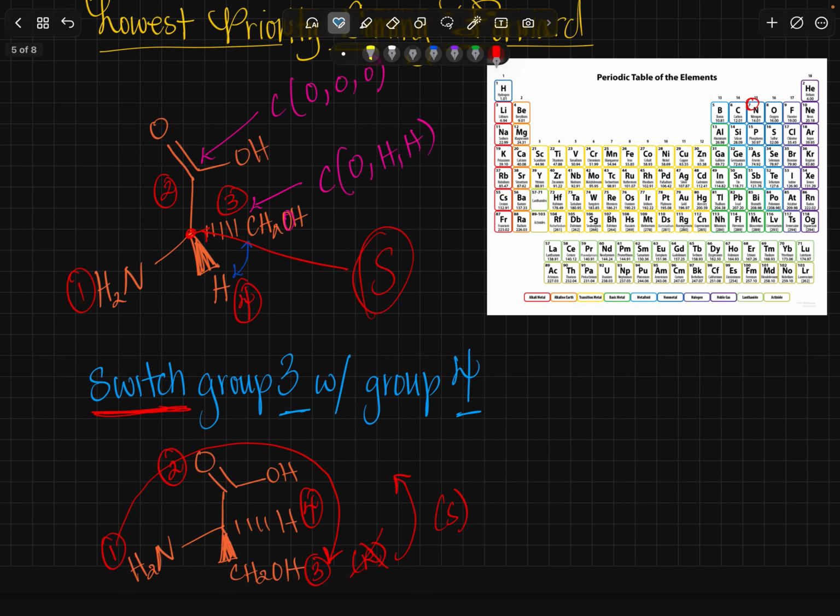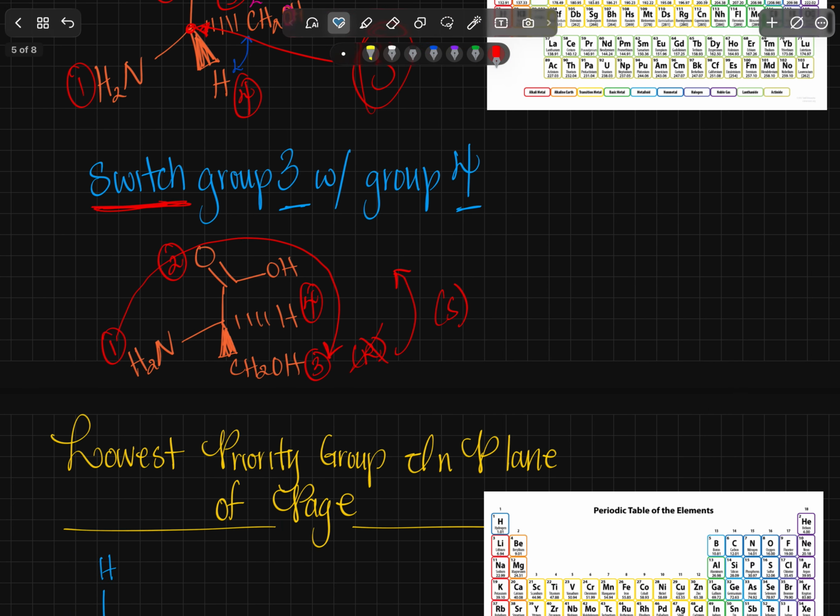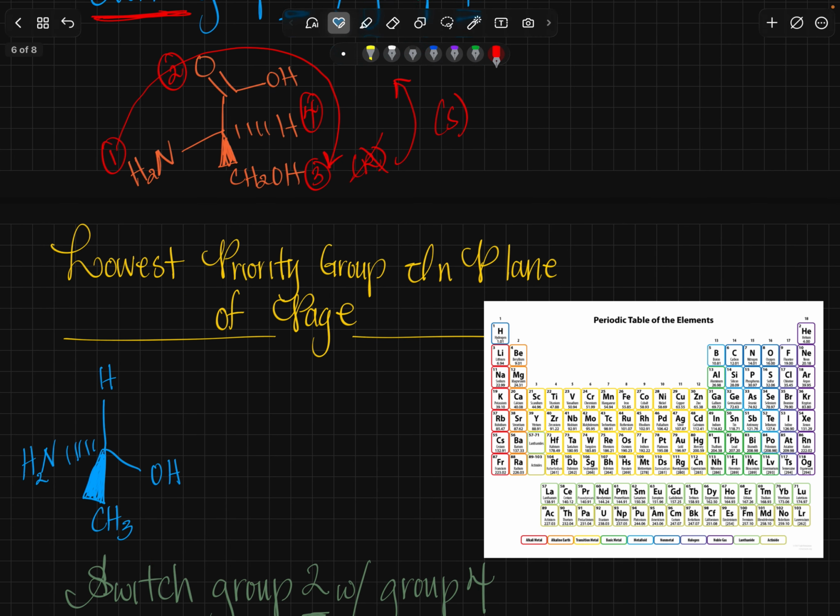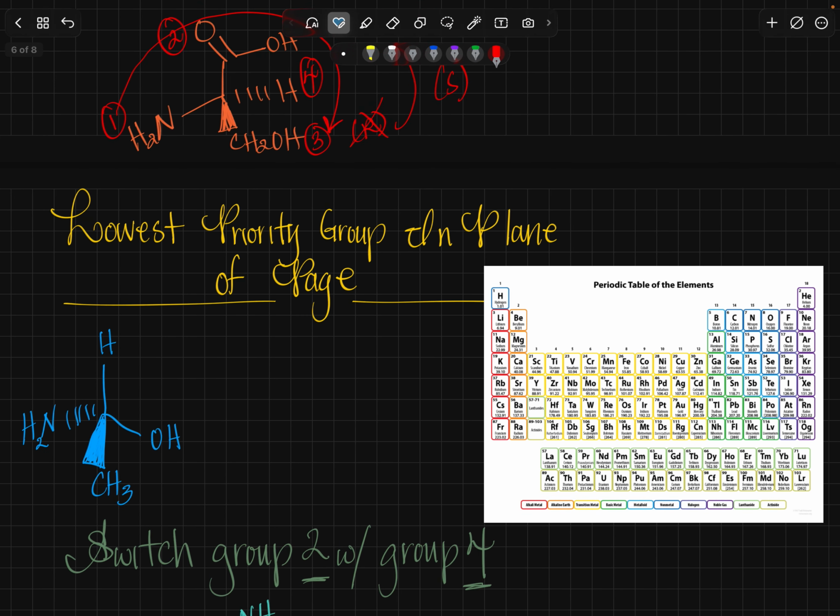And you solve that by switching the lowest priority to get it in the back, then assigning R and S and switching that R and S. Okay, and that's going to get you your R and S configuration when your lowest priority is coming forward compared to going back. Let's look at the next one, where our lowest priority group is in the plane of the page. Okay, so let's assign priority groups. We know oxygen is highest, is 8. Then we have our nitrogen, which is second. Carbon is third, and hydrogen is 4.